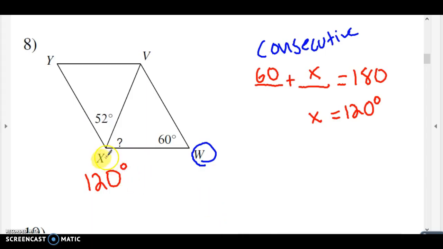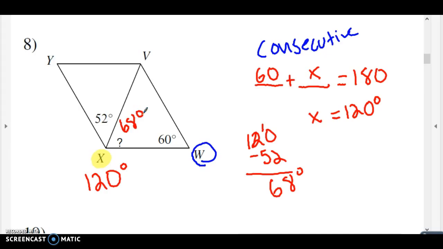So, if I know this whole angle is 120 and this portion is 52, how can I figure out what the question mark is going to be? We would just subtract it. We'd find the difference. So we take our 120 and subtract 52 because that's going to tell us what this other portion is. So, guys, plug that in on your calculator for me. It is indeed 68 degrees. So our question mark is 68 degrees.